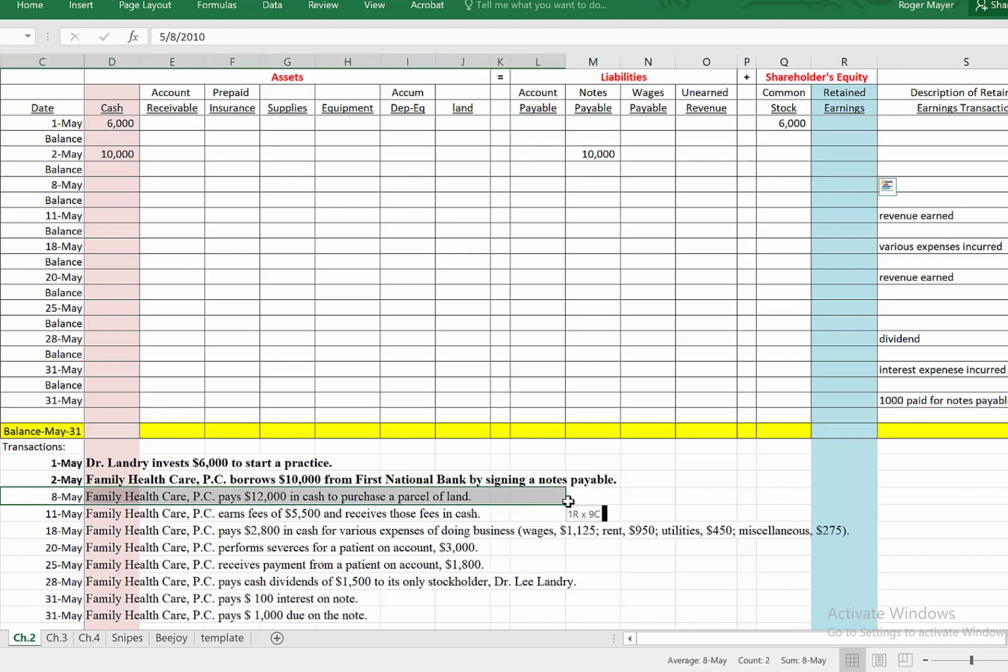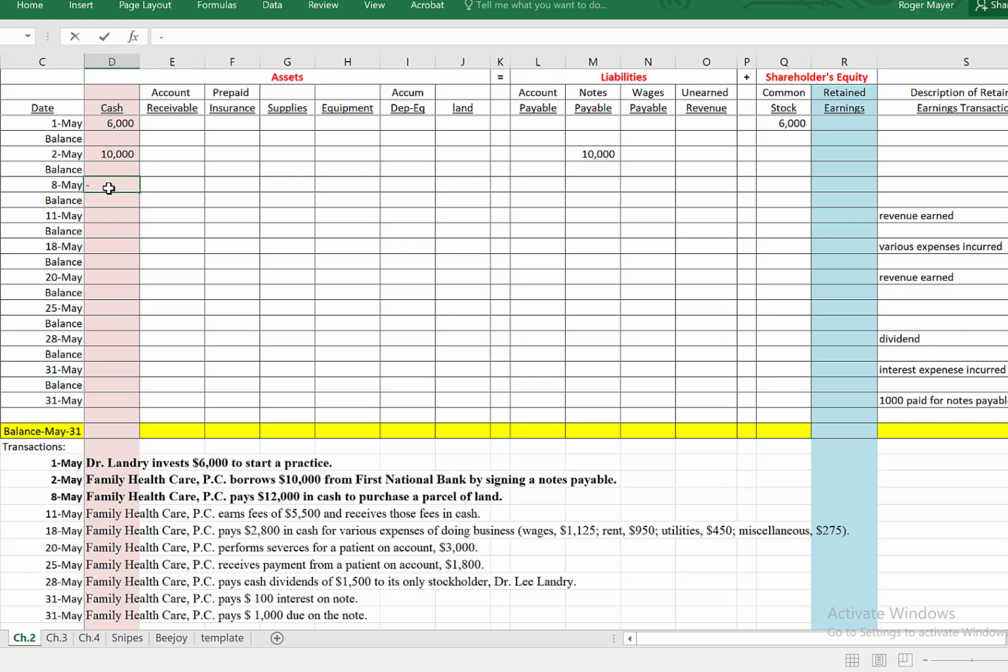Let's look at the transaction on May 8th. So on May 8th, Family Healthcare pays $12,000 in cash to purchase a parcel of land. So on May 8th, what's taking place is we buy land, and we buy this land for $12,000. So since cash is going out the door, we have $12,000, a negative amount in cash. The positive amount is going to go into land.